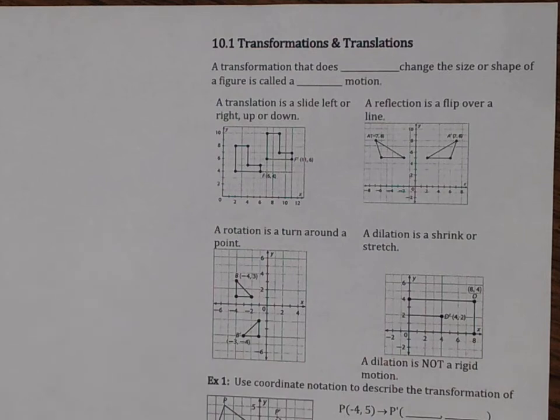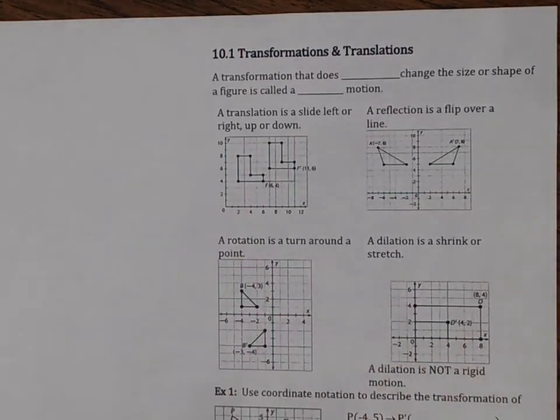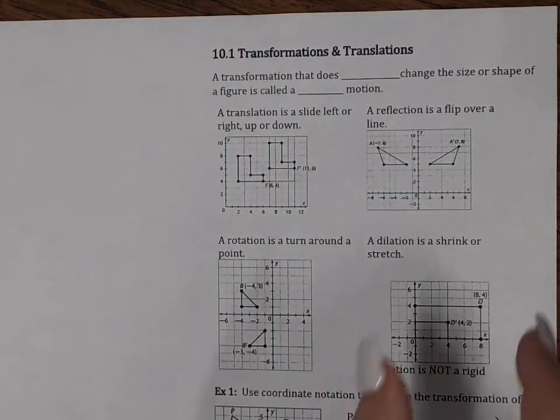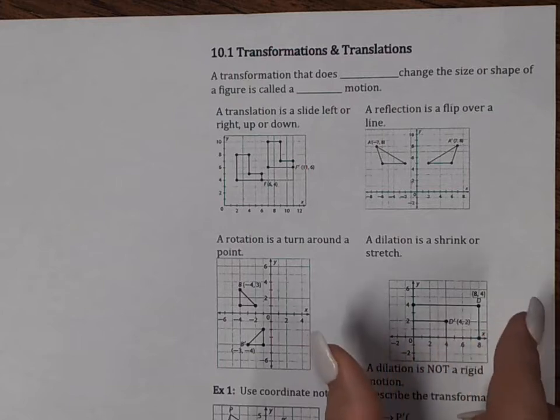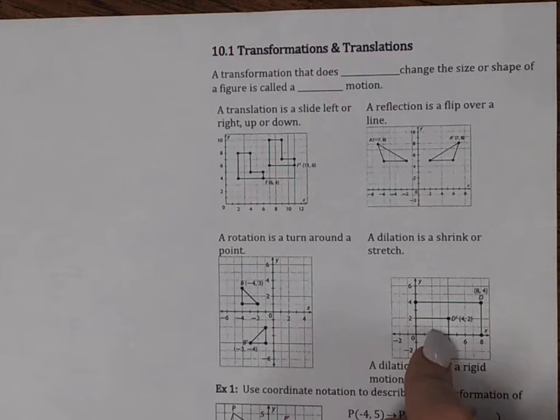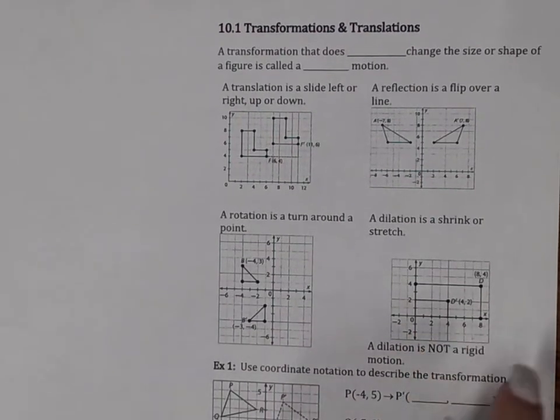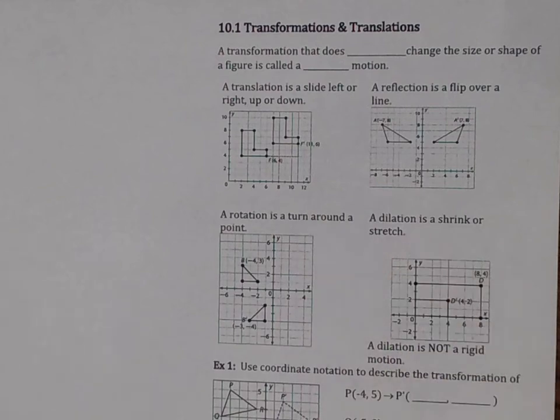Alright guys, so we're starting a new unit today. We're going to cover transformations and translations. This whole unit is about how a figure shifts or moves on a graph. It can also be about how things are made larger or smaller. We kind of talked about this in a previous unit, calling it scale factor. In this unit, we're going to refer to it as a dilation.